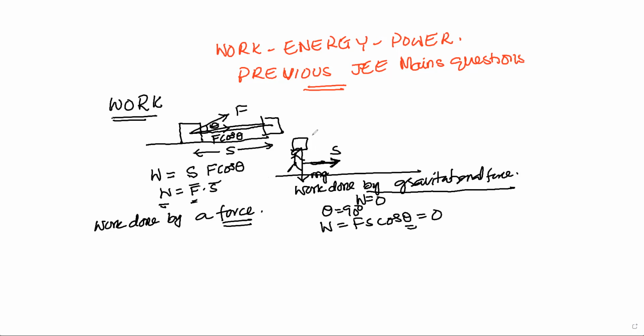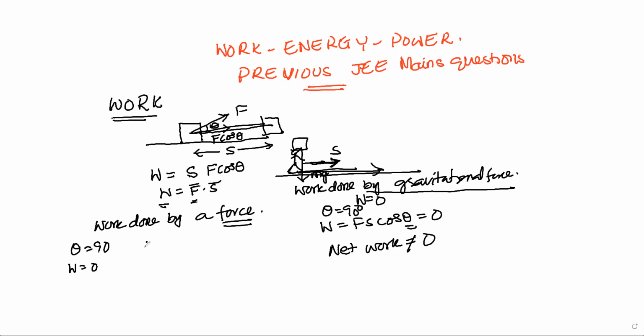Can I say in this example net work is zero? Is this person not doing work? Yes, he is doing work. Net work is not equal to zero. He is working to overcome the frictional force. He is doing some work. That is, if theta equals 90, the work done is zero. This is zero work.